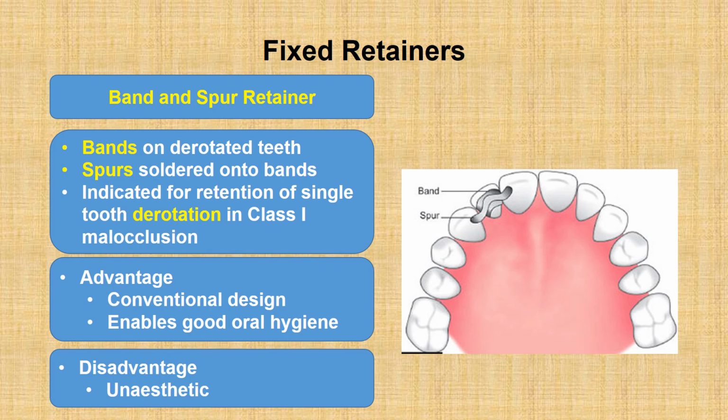Now the next group of retainers is the fixed retainers, the simplest of which is the band and spur retainer. Now these bands are placed on the derotated teeth and spurs are soldered onto bands, and this type of retainer is indicated for retention of single tooth derotation in class 1 malocclusion. Now the advantage is a fairly conventional design and it enables good oral hygiene measures, but the disadvantage is it is unaesthetic.